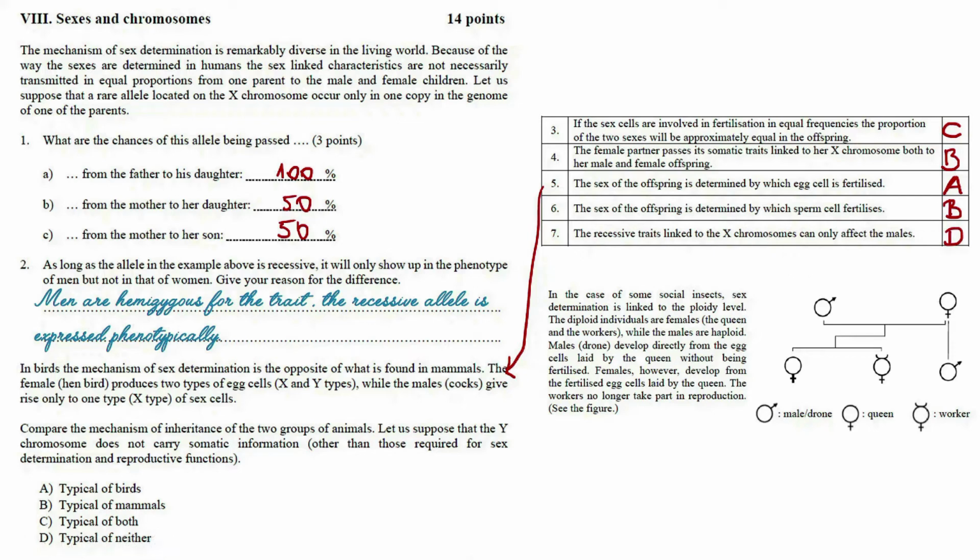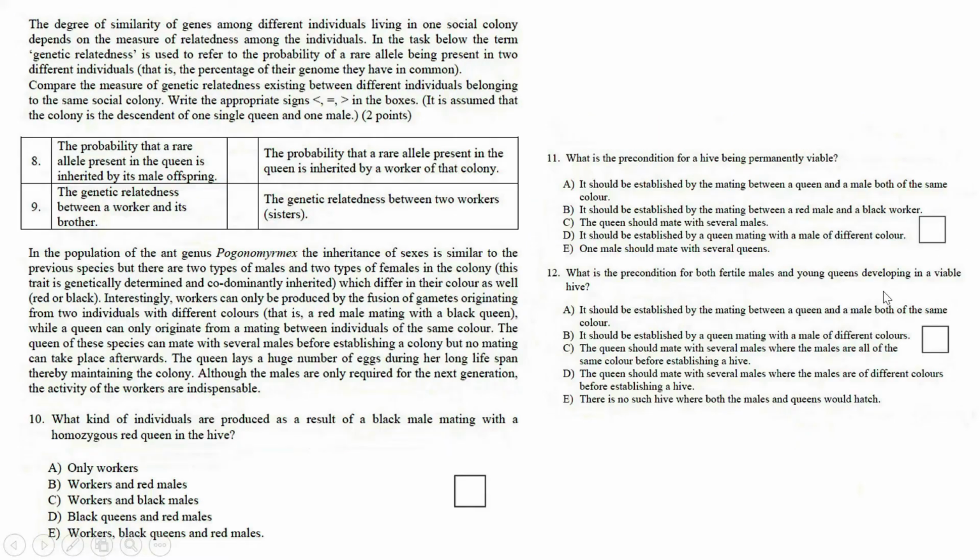In the case of some social insects, sex determination is linked to the ploidy level. The diploid individuals are females, the queen and the workers, while the males are haploid. Males, drones, develop directly from the egg cells laid by the queen without being fertilized. That's an important piece of information. Females, however, develop from the fertilized egg cell laid by the queen. The workers no longer take part in reproduction. So you can see everything in the picture.